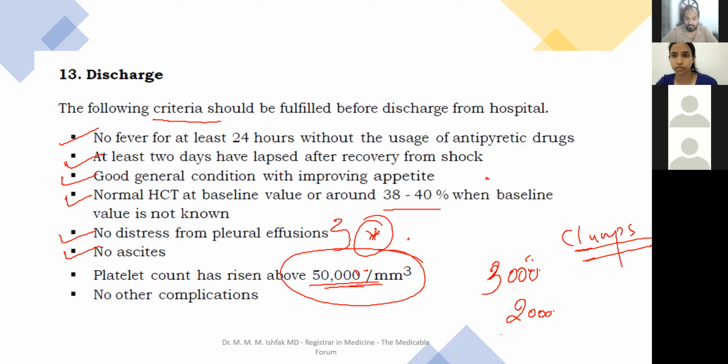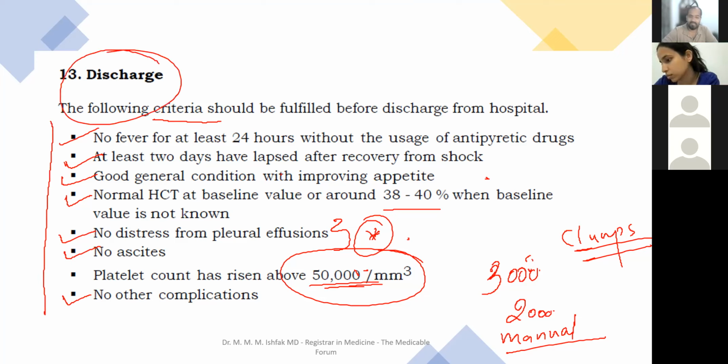So always ask for a manual count. The manual count will give the actual number of platelets because the new platelets coming from the bone marrow are very big. So they are counted as clumps in the machine, right? No other complications of dengue, like no other organ dysfunctions like acute kidney injury, acute liver injury, and so forth. So if all these are fulfilled, you can safely discharge the patient.